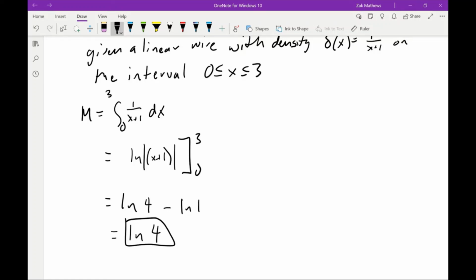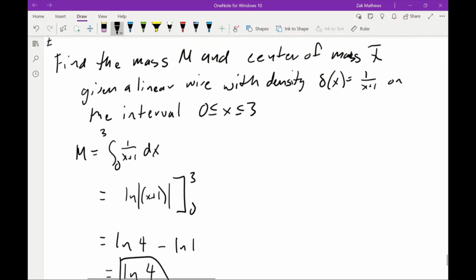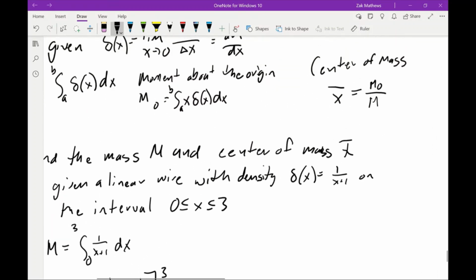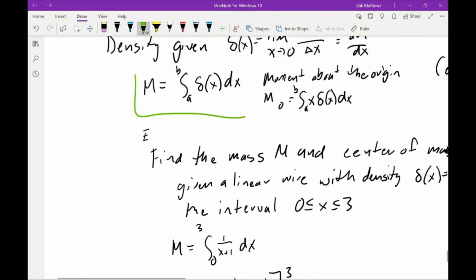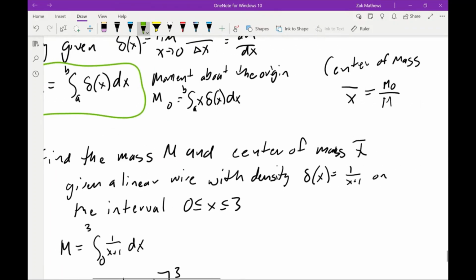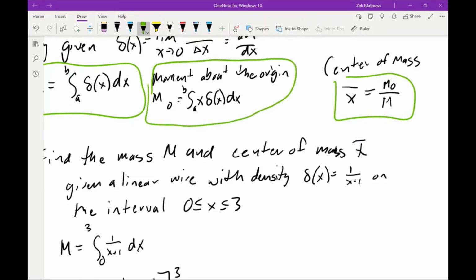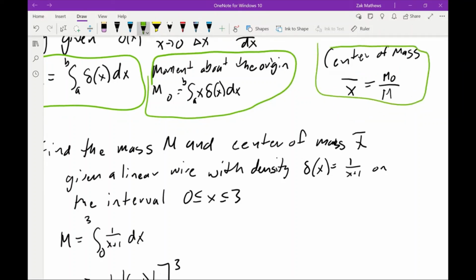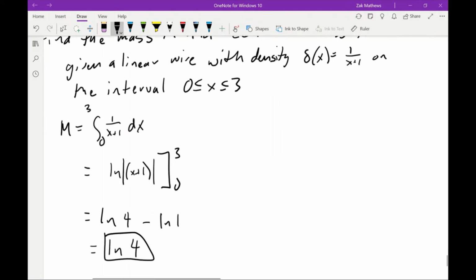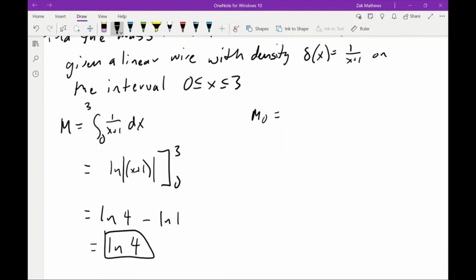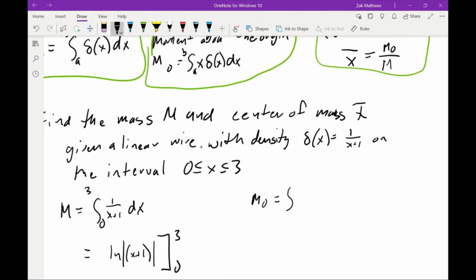Next, we want to find the center of mass. Well, for the center of mass, remember our equations. Found our mass. Center of mass, x bar is equal to the moment about the origin over the mass. So we need to find our moment about the origin first. We weren't explicitly asked for that, but we're going to have to find it. So m naught is equal to the integral a to b of x times 1 over x plus 1 dx.